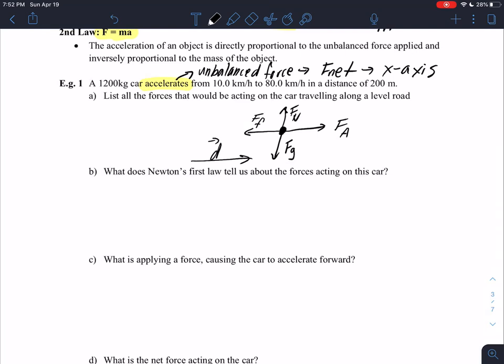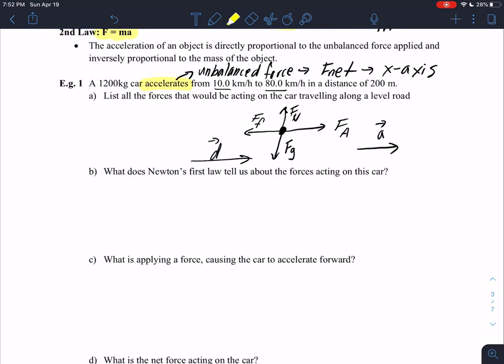So part B allows us to do a little bit more of a deep dive on these forces. The question says, what does Newton's first law tell us about the forces that are acting on the car? If we are accelerating, and we are, because we're going from a smaller velocity to a larger one, so we're speeding up, it means that we have an acceleration in this direction.